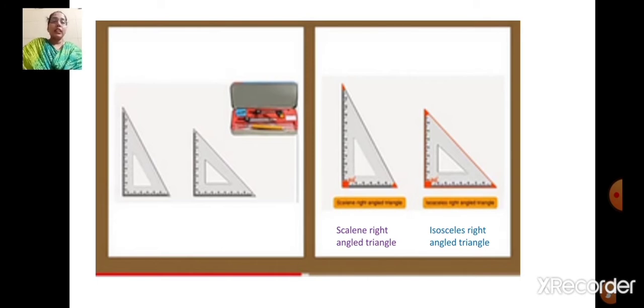Now you can see the next figure also, the smaller set square. Check the measures with your ruler. You will come to know two sides are equal and one is different. But though it is forming a 90 degree, this type of triangle we will call it as Isosceles Right Angle Triangle. Is it clear, children? So the bigger set square is known as Scalene Right Angle Triangle, and the smaller set square, we call it as Isosceles Right Angle Triangle.